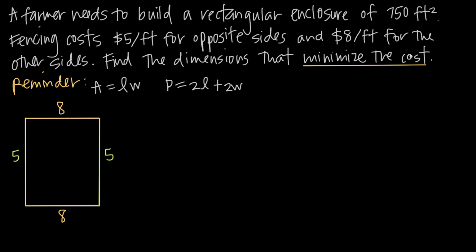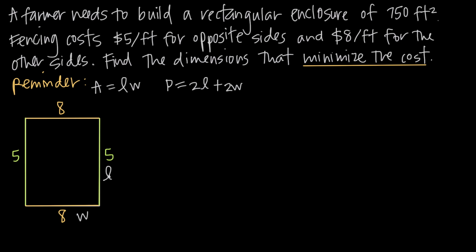Whatever you're going to maximize or minimize, that's what you're going to need a function for, which means we're going to need a function for the cost of this rectangular enclosure. So how do we find a function for cost? Well, we know that the perimeter of this rectangular enclosure is going to be 2 times the length plus 2 times the width. If we say that this is width and this is length, the perimeter is going to be 2w, because we have a width here and a width here, and 2l, because we have a length here and a length here.